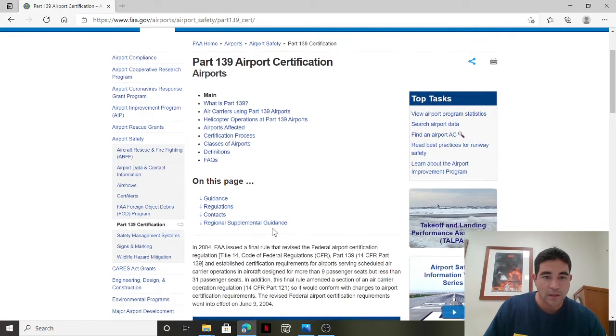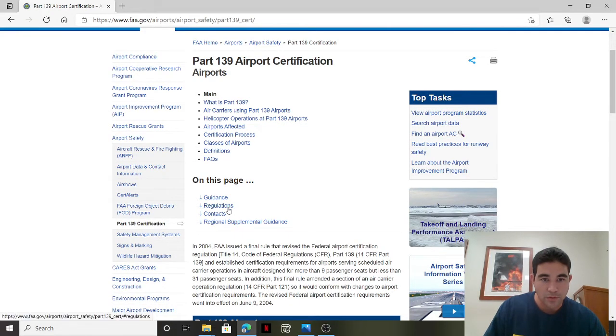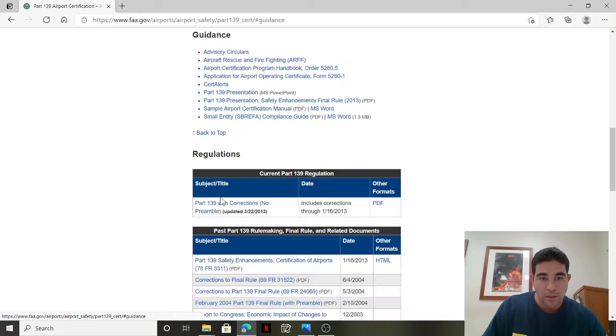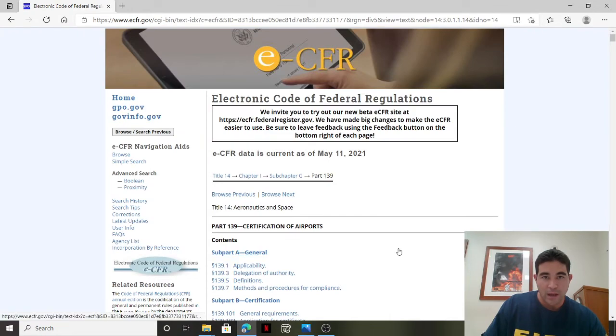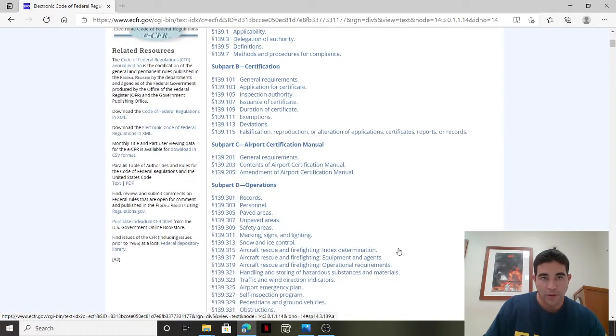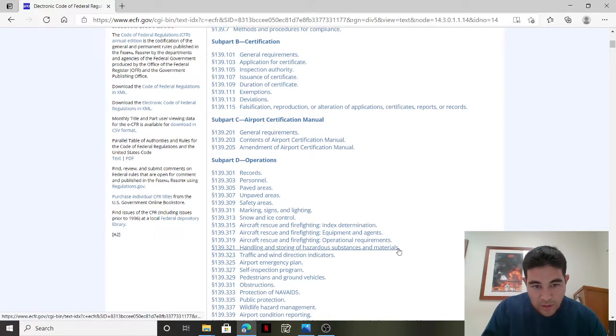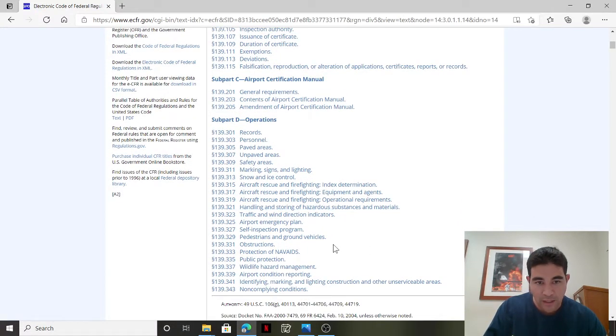Once you get into that, now you're going to go into guidance, and you're going to click under part 139 with corrections. This is the most current regulation. So once you get there, you got everything you need for your FAR 139. But for ARFF, we're only in a small section of it, yeah? So we're only in 315, 317, and 319. Those are primarily any type of questions or any kind of reasoning behind what we do, why we do what we do at work. A lot of it has to do with the FAA and in these three.